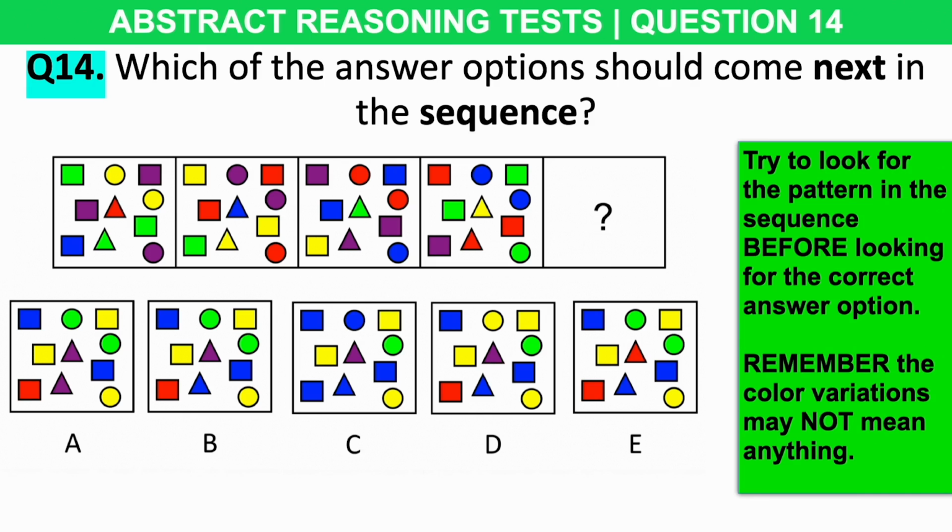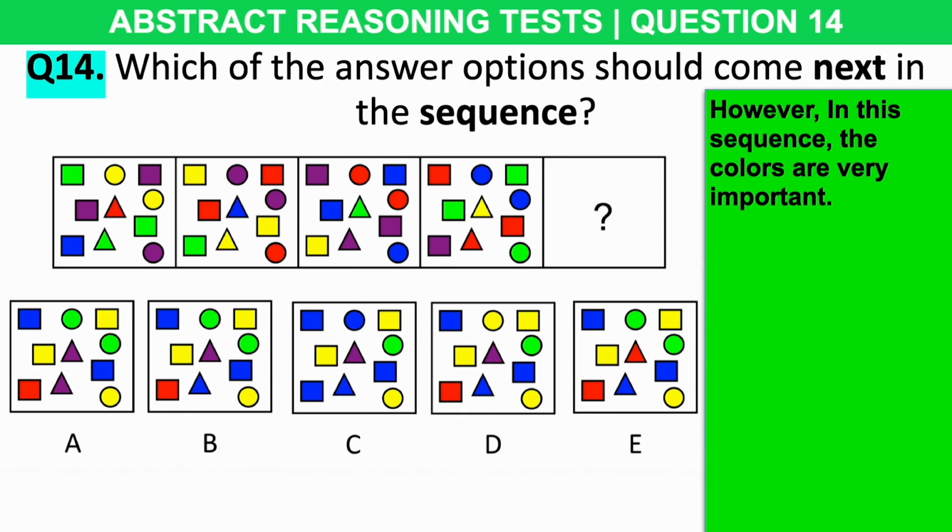Just because something does change doesn't necessarily mean it's important, and that's the challenge of abstract reasoning questions, because there can be many different layers. However, once you practice a few of these, you'll start understanding what the assessors are looking for and how these questions work. However, in this sequence, the colors are very important indeed.